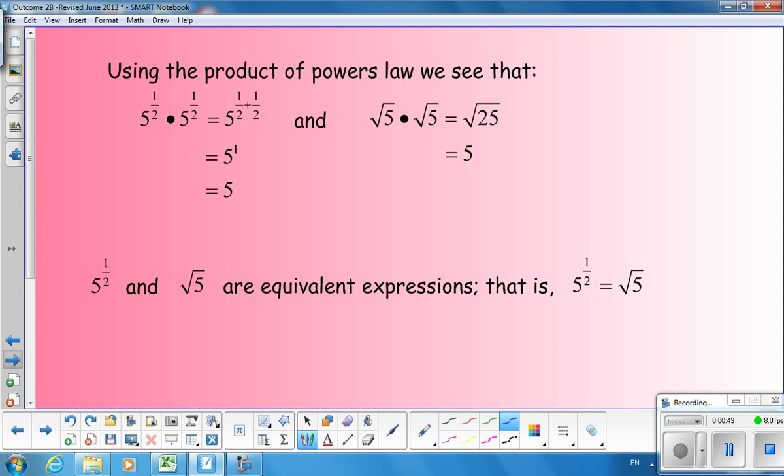Another way to look at it is to use our product of powers law. We see that 5 to the 1/2 times 5 to the 1/2. We would add those exponents, so 1/2 plus 1/2 is 1. So we would end up with 5 to the power of 1, or 5. We also know that root 5 times root 5 is equal to the square root of 25, and the square root of 25 is 5. This means that 5 to the power of 1/2 has to be equivalent to the square root of 5.